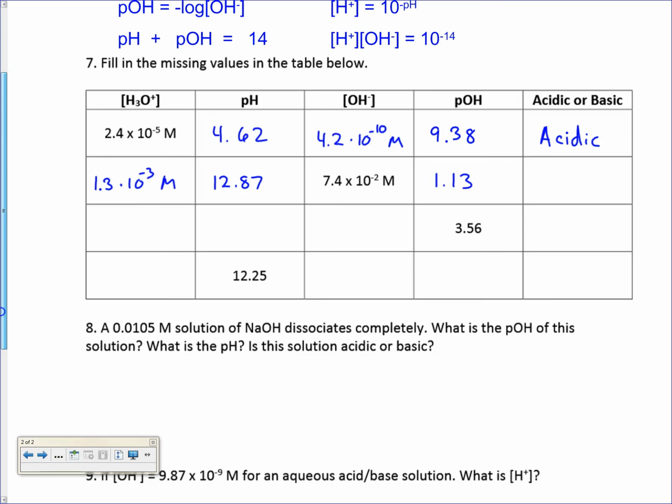All right, next one. Let's go to the end column here, actually. So the pH is 12.87. That's much more than 7. So this one is basic, and actually pretty strongly basic.